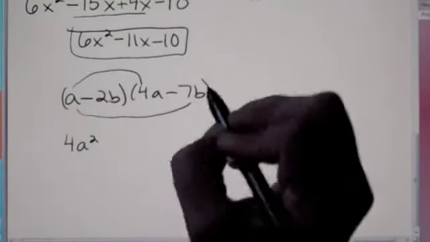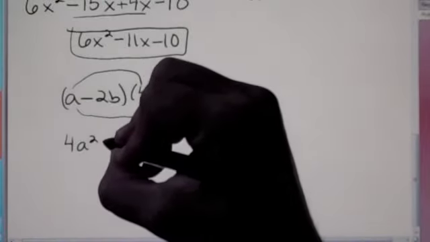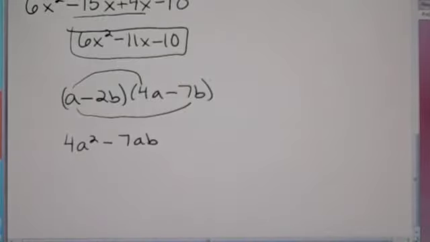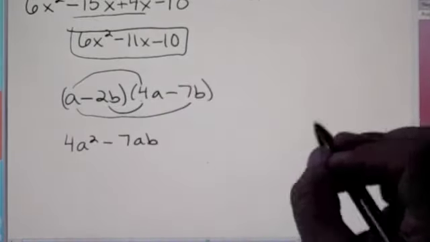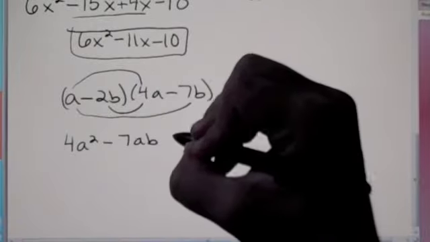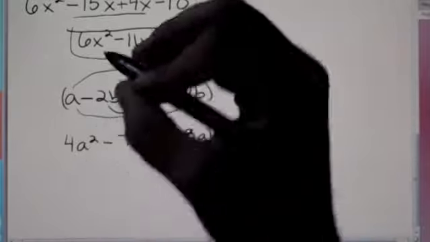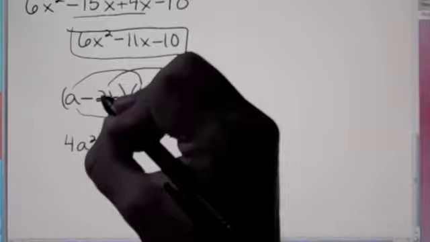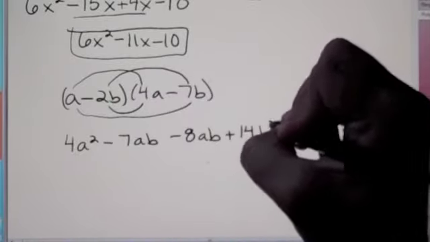Outer, now they have two variables. That's okay. Just put them in alphabetical order. So we have a times negative 7b. So it's negative 7ab. You're allowed to multiply terms with different variables. You're just not allowed to add and subtract them. Here we have negative 2b times positive 4a. So that gives us negative 2 times 4 is 8. Negative 8. And then we have ab. And lastly, negative times negative is a positive. 2 times 7 is 14. B times b is b squared.